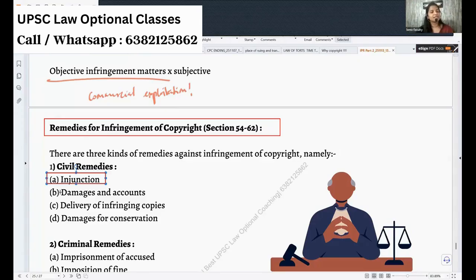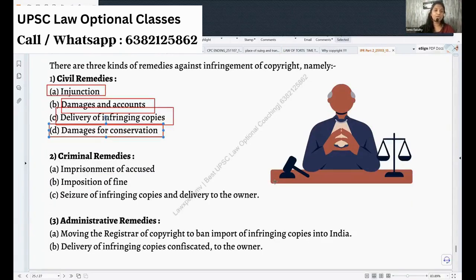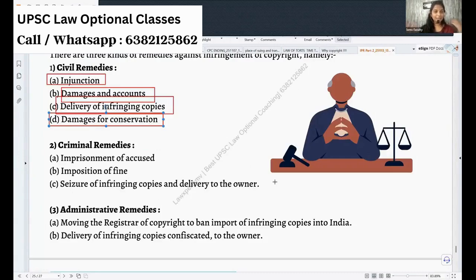Next, damages and accounts. So many CDs you have given, all on wrong platforms you have sold it. Now so much loss I have incurred. You give the damages. You give the accounts of how much you have sold. Then delivery of infringing copies. You have it in the pen drive, you deliver the pen drive. You have all the CDs copied, give the CDs back. And next, damages for conversion. I have conserved it for so long, you have damaged it. Even for my emotional damage, I can get compensation.